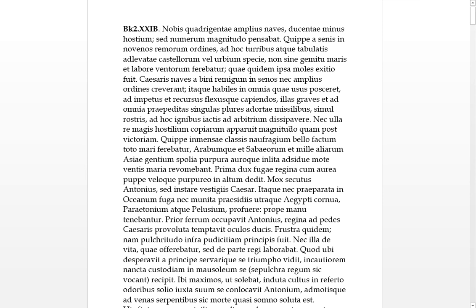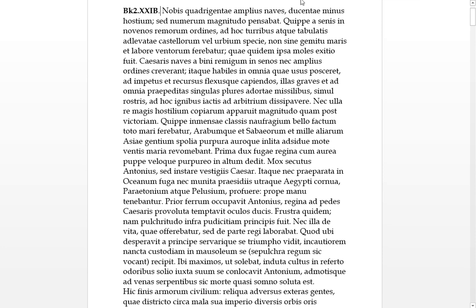So, nec ulla rei more hostilium copiarum apparent. Neither was there anything more apparent than the magnitude of the copiousness of the forces of the enemy, the size of the enemy. Neither was this more apparent than post victoriam. Post takes the accusative. So after the victory, it was very apparent, the magnitude regarding the size of the enemy ships and combatants.